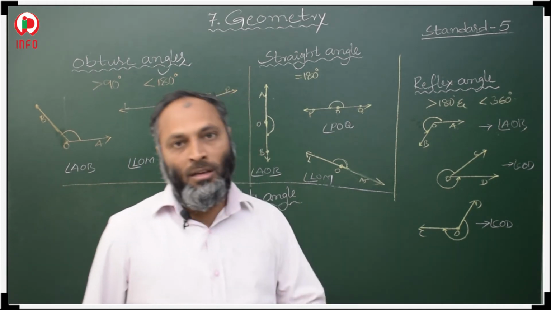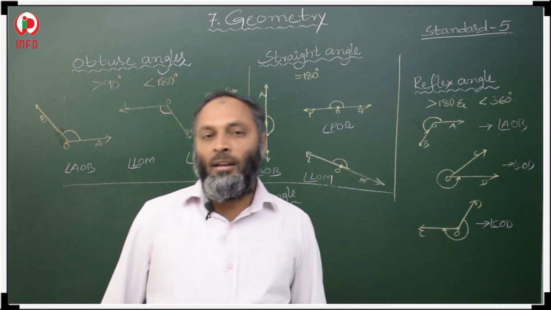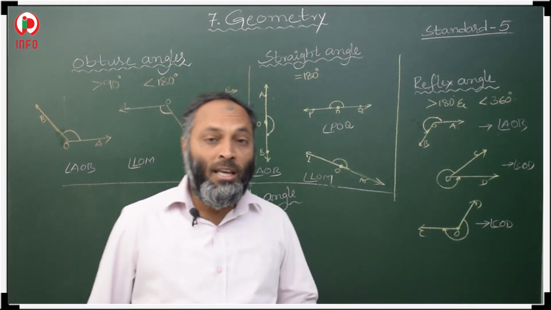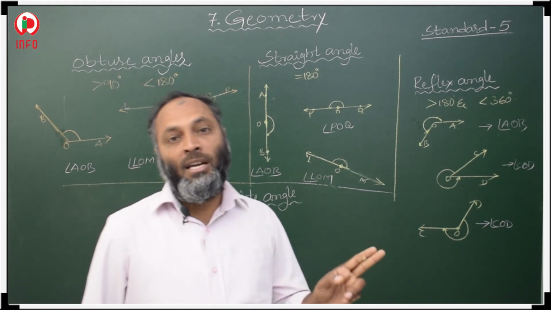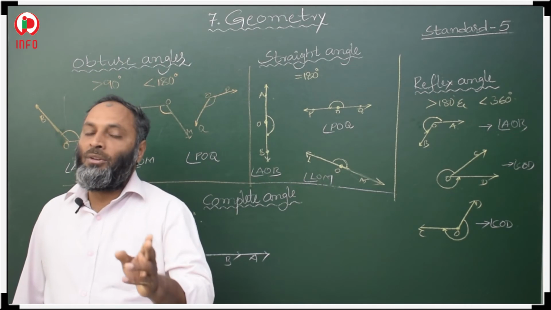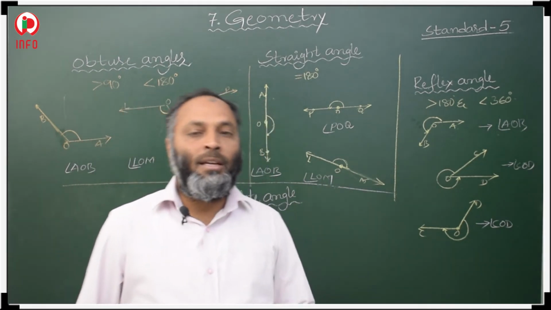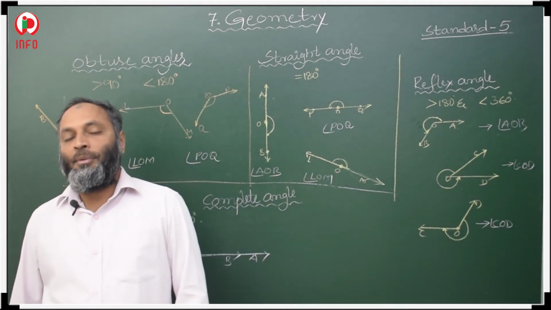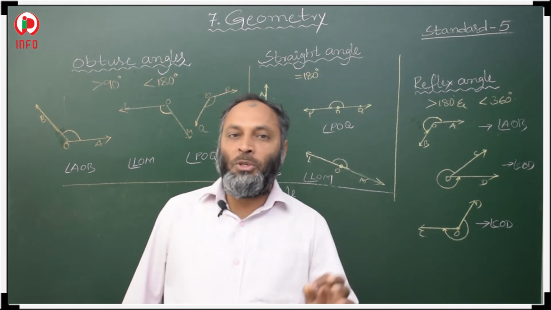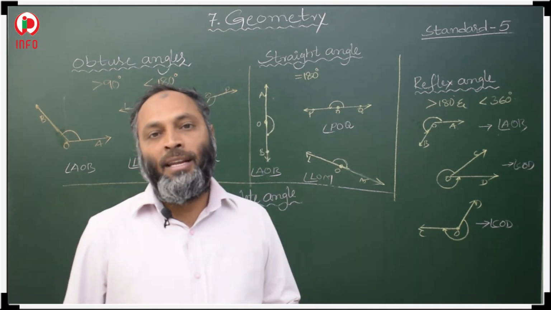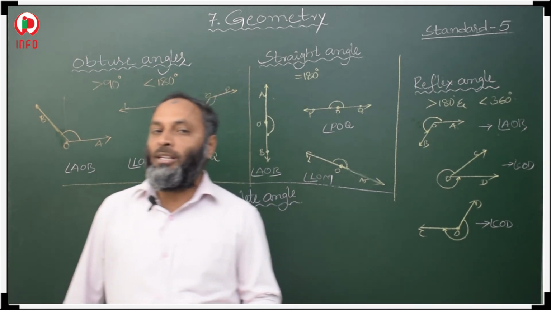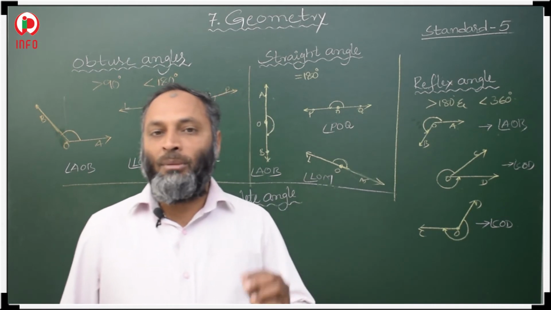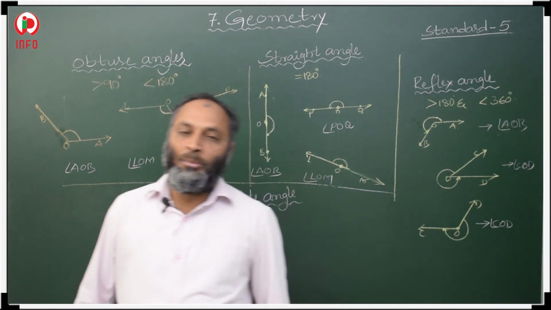Then after acute angle, right angle. The right angle between the two rays is 90 degrees. It means if two rays are in L shape, then the angle between the two rays is 90 degrees. Then the third one, obtuse angle. Obtuse angle means the angle between the two rays is greater than 90 and less than 180. If the angle is from 90 to 180, that is an obtuse angle.